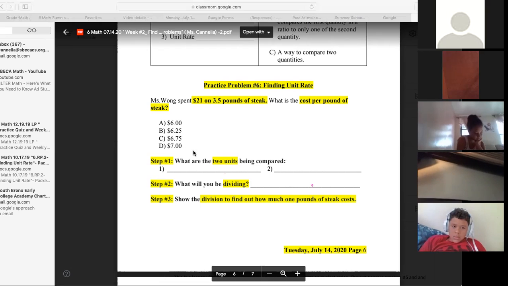Time is running out. There is 30 seconds remaining.